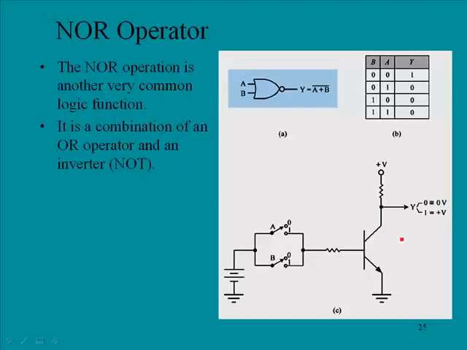Okay, next is the NOR operation. The NOR operation is another very common logic function. It is a combination of an OR operator and an inverter, NOT. So remember again, we had the OR function, and it would give an output if either A or B was high. But now since it's inverted, it's going to be just the opposite. So if either A or B is high, then we're going to get a 0. And this is just the opposite of the OR operation. The only time that we'll get a high out here is if we have a 0 and a 0. And a way of implementing that would be this circuit right here, where we will get a valid input if either A or B is high, but then it is going to be inverted. So that would reflect this truth table.